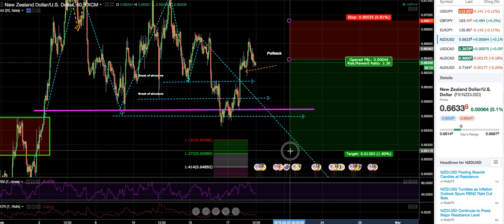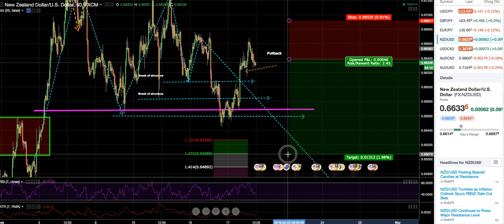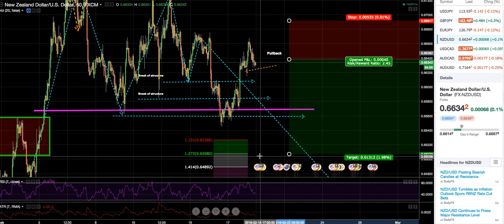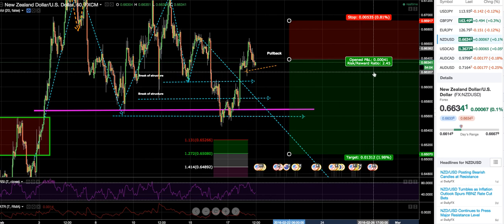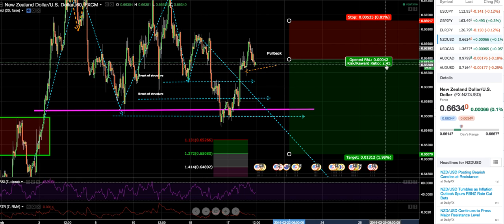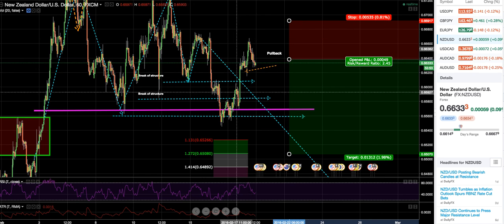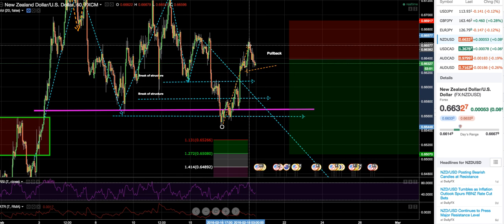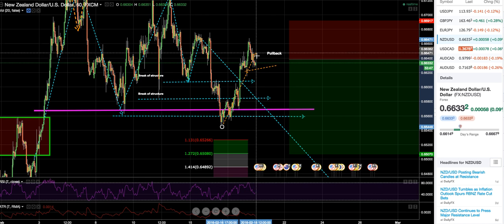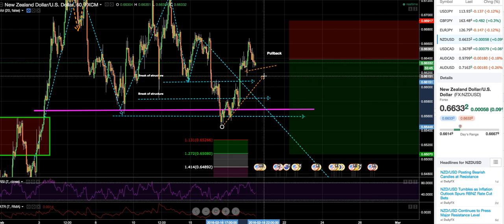You could shoot for, sorry, you can shoot for the 127 inside the green box, and you would get almost a 2.5 to 1 risk to reward. So that's a decent risk profile. And you can see that we've gone up, we've run into this level right here, and then we're on our way down as of right now.